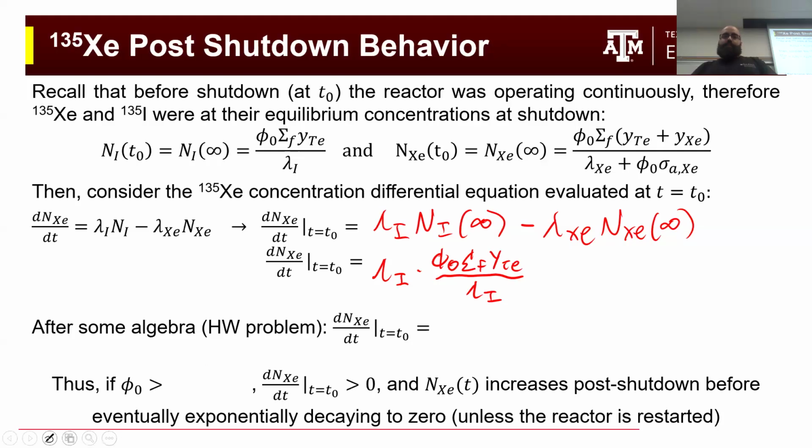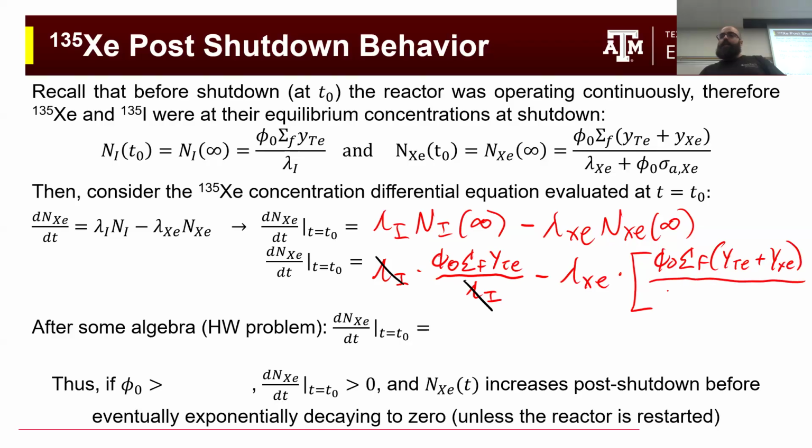So those iodine decay constants are going to cancel each other out. And then on the second term, I'm going to have the decay constant for xenon times the equilibrium amount of xenon, which is this guy right here. So it's going to look like phi 0 times my fission cross section times the yield of tellurium plus the yield of xenon, divided by the decay constant of xenon plus that phi 0 times the absorption micro cross section for xenon.